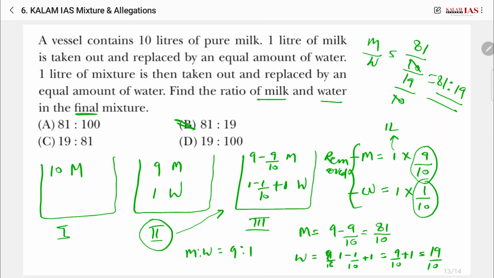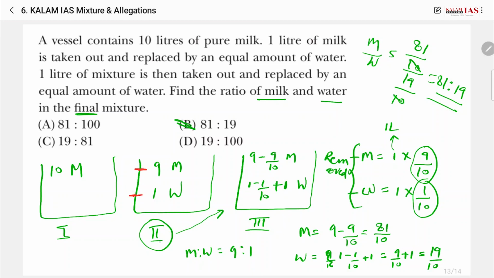Again, a very logical problem, no need of formulas, just keep track of what is being removed and what is being added. First step is very simple. Simply we have 10 liters of milk. Now 1 liter is removed and 1 liter of water is added. So such a situation will have 9 liters of milk and 1 liter of water.